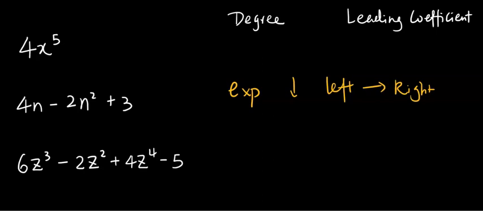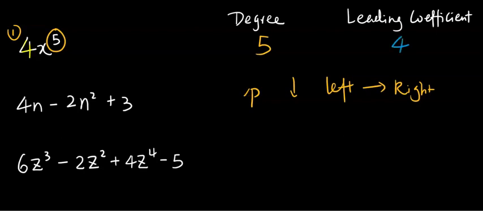Alright, the first one, we do not need to rearrange it because we only have one term. It is called a monomial. Let's look at the degree. The degree is this exponent. The degree is 5. And the leading coefficient, that is 4.